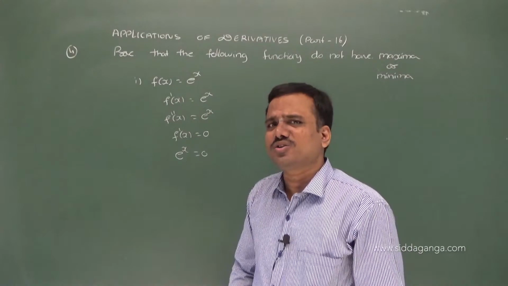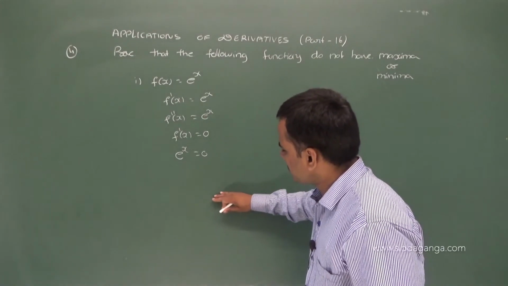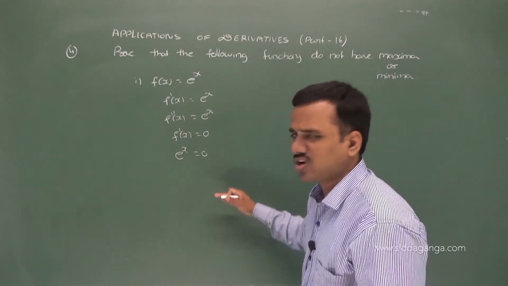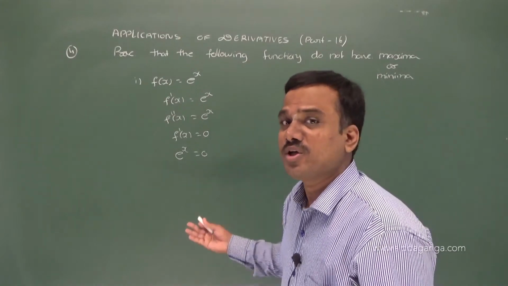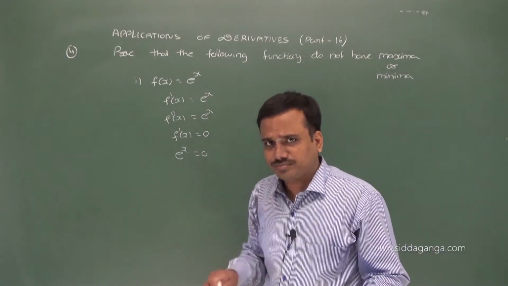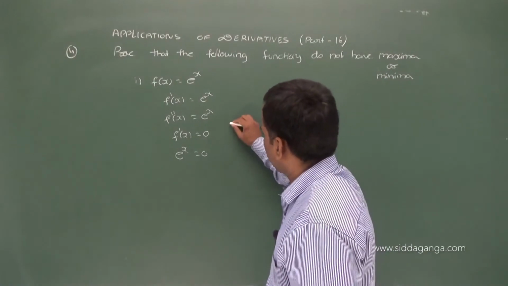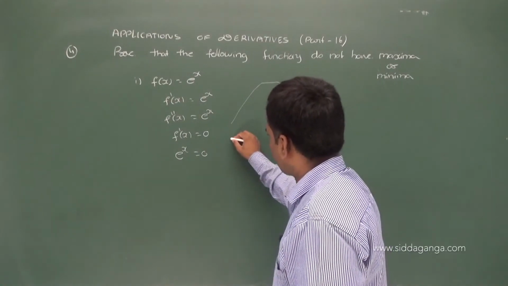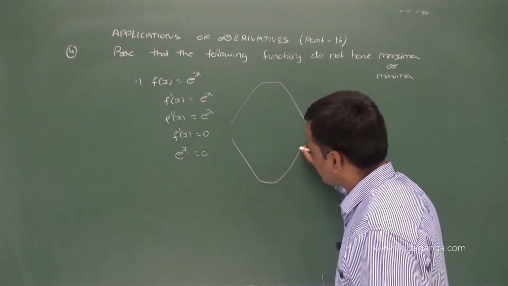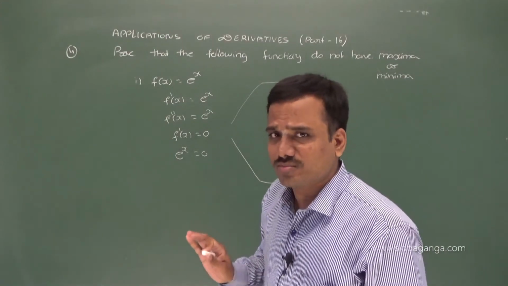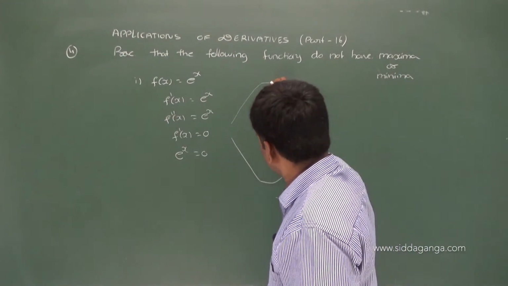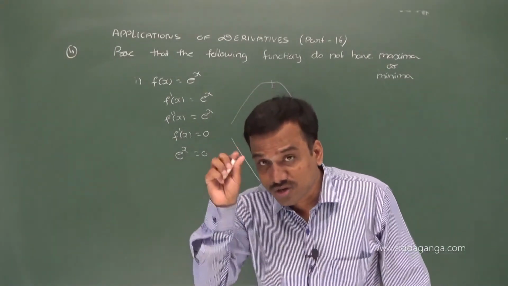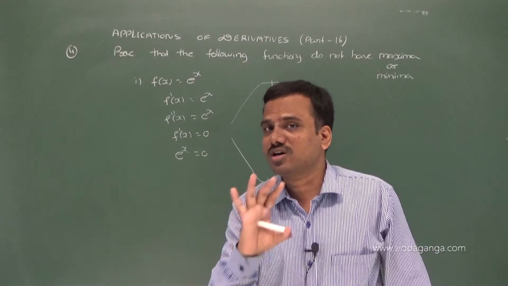It is not equal to 0, so the tangent is not parallel to x-axis. The tangent is not parallel to x-axis means we are not getting maxima or minima. We get maxima and minima only when the tangent goes on increasing and becomes parallel to x-axis, then it goes on decreasing, or if the tangent goes on decreasing and becomes parallel to x-axis, then it goes on increasing. Then only we get maxima and minima. So if we get the critical points, then only the maxima or minima exist.